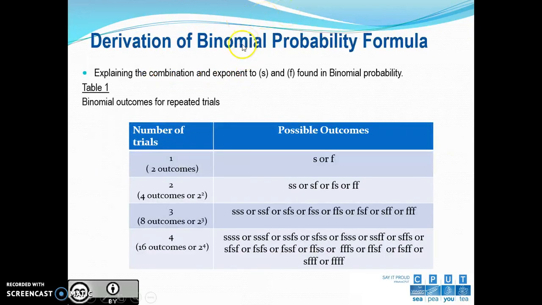Now let's look at the derivation of the probability formula. Here we'll just explain the combination and exponent to S and F found in binomial probability. Here we look at the trials versus possible outcomes. One trial has two possible outcomes, success or failure. Two trials has four possible outcomes. Three trials has 8 possible outcomes. 4 trials has 16 possible outcomes.